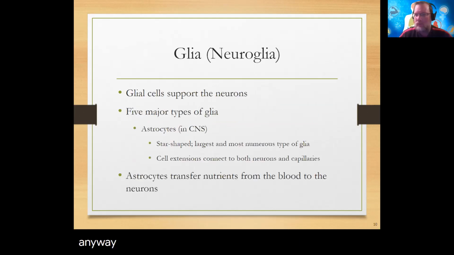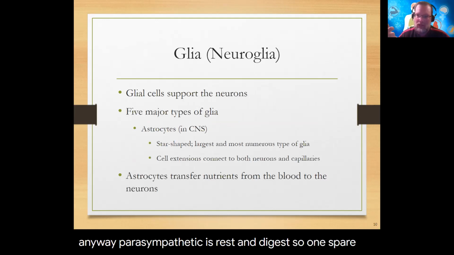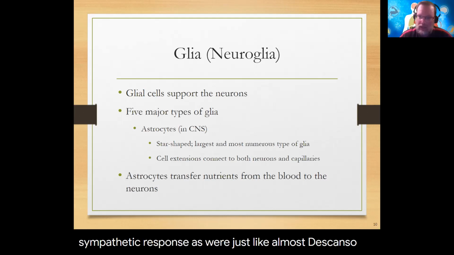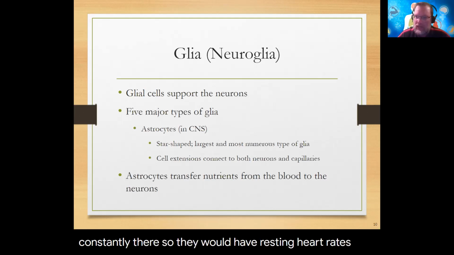So anyway, parasympathetic is rest and digest. So once parasympathetic kicks in, yeah, we used to see this. We would have patients that would come in, and they would be on a million different medications, usually for hypertension, usually for cholesterol, just the usual stuff, right? And some of them would have heart monitors because they were having issues. Their adrenergic and sympathetic responses were almost constantly there. So they would have resting heart rates, set points, of like 120 beats per minute.